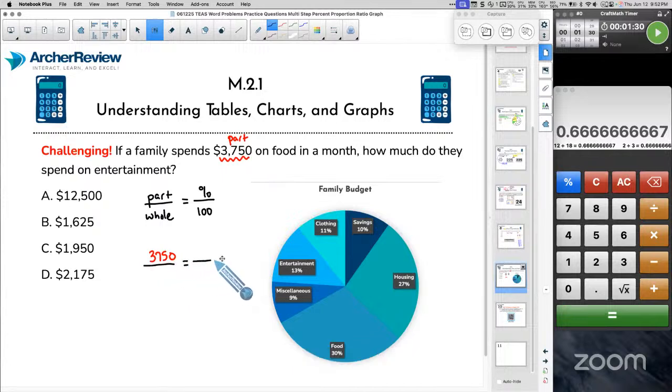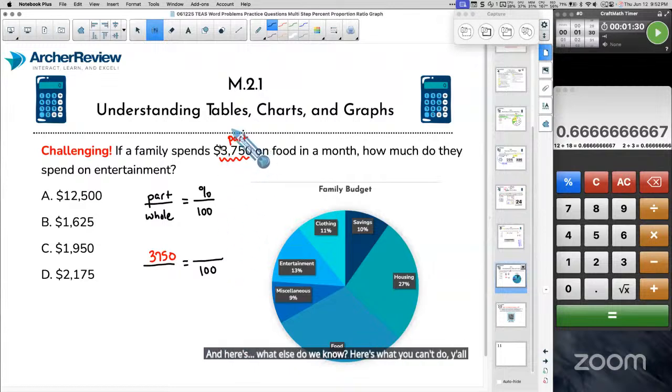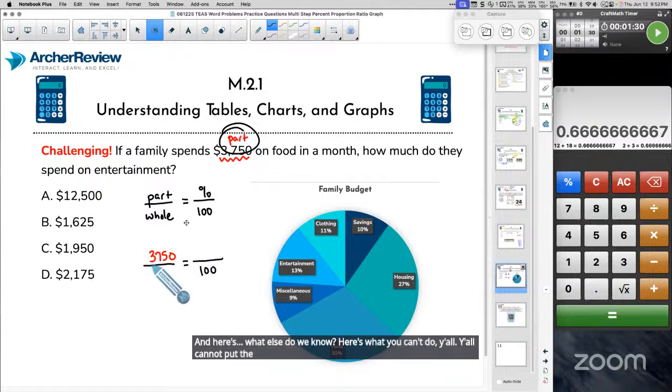I'm going to go ahead and put my 100 down over here. And here's what else do we know of? Here's what you can't do, y'all. Y'all cannot put the part 3750 and you cannot put entertainment in. You can't put two parts into this thing. That's what makes it multi-step.